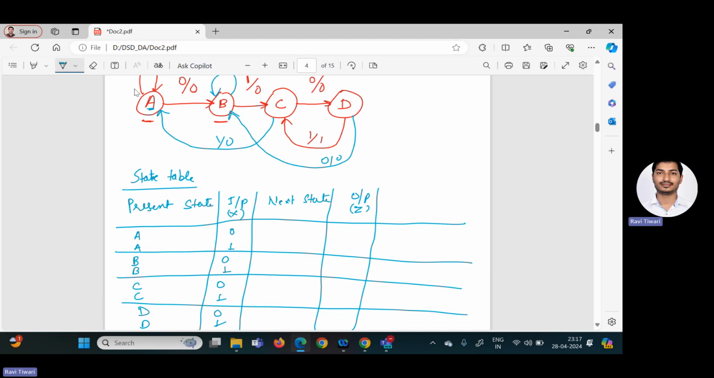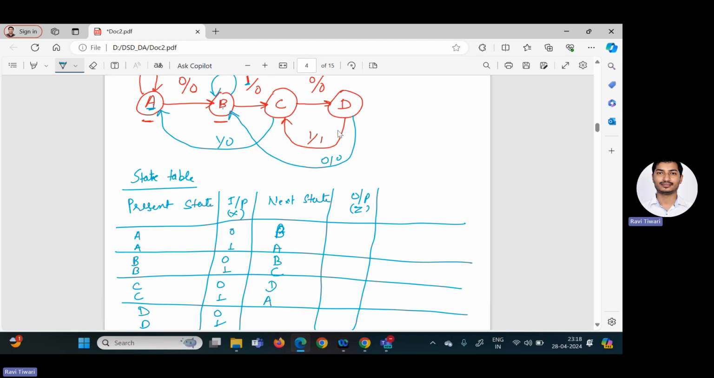If you're in state A and you are getting 0, that means I will remain in the same state A. Sorry. If you are in A and you get 0, you have to move to the B state. If you are in state A and you are getting 1, you have to remain in the same state A. If you are in state B and you are getting 0, so 0 means same state B. If you're in state B and you're getting 1 as an input, you have to move to the C state, that is C here. Similarly, if you're in state C and you are getting 0, you have to move to the D state. If you're in state C and you are getting 1, you have to move to the A state, that is A here.